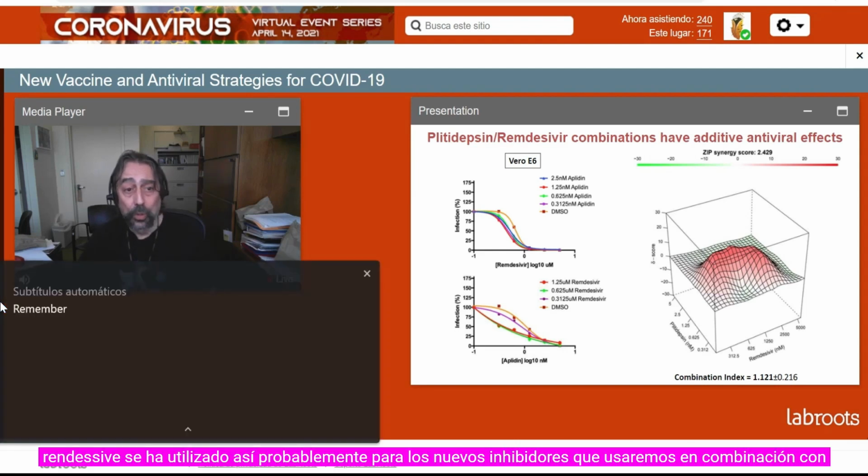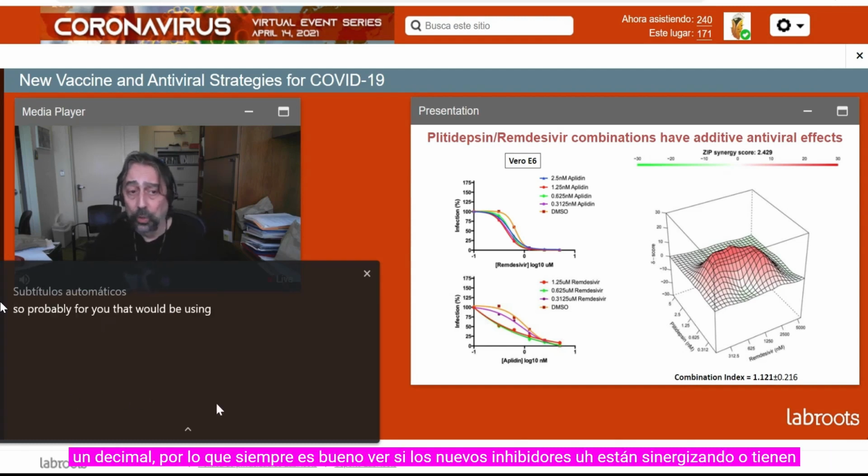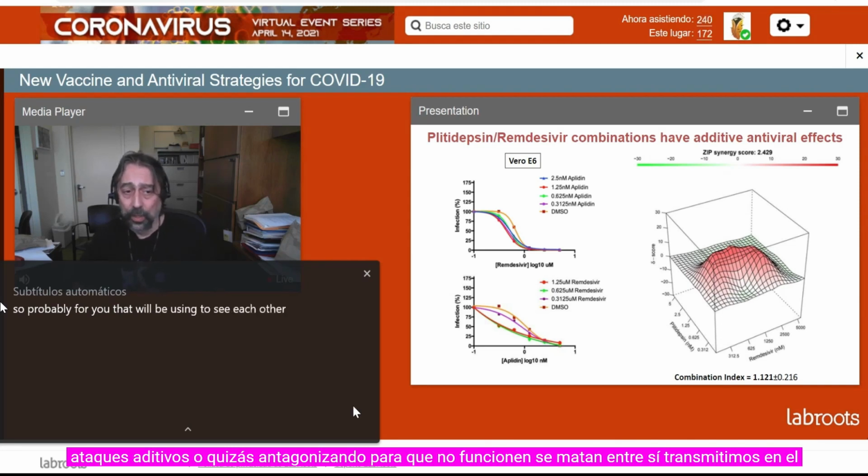Remdesivir is being used, so probably new inhibitors will be used in combination with remdesivir. So it's always good to see whether new inhibitors are synergizing, have additive effects, or perhaps are antagonizing, so they don't work, they kill each other with remdesivir.